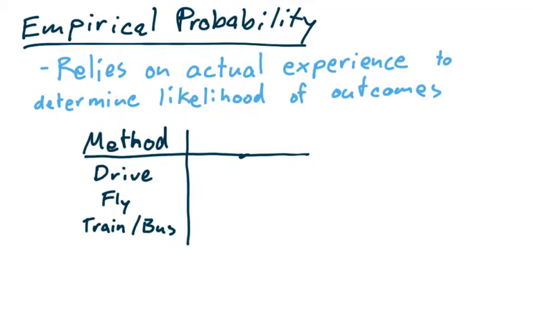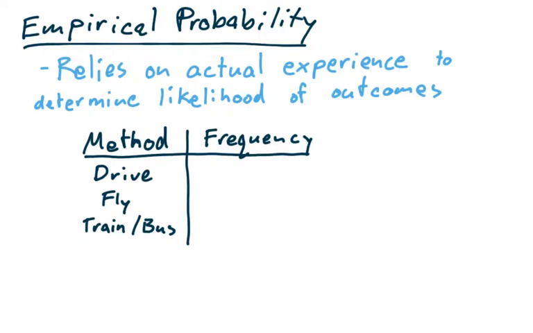We have to say, hey, not that many people will actually fly, not that many people will actually take a train or a bus. The majority of people are going to drive, right? So the reason that they're asking so many people is so that they can keep a tally of how frequently people drive, fly, or take a train or a bus, and use that information in order to determine the likelihood.